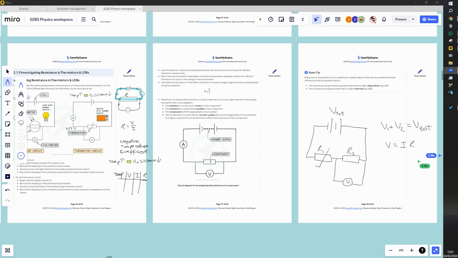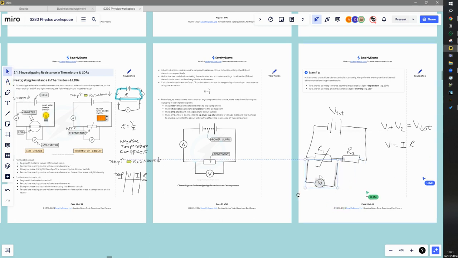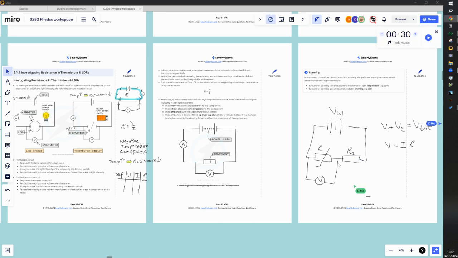What happens to the voltage V1 basically? So the voltage across the resistance 1 when it gets hotter. You've already said what happens to the resistance of R1 when it gets hotter. What happens to the voltage across R1 when it gets hotter? Okay, so that's the next question. The voltage across R1 increases.